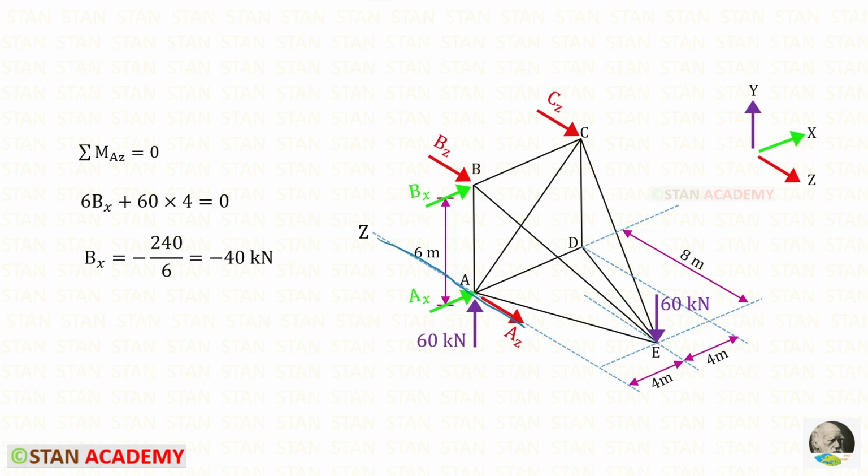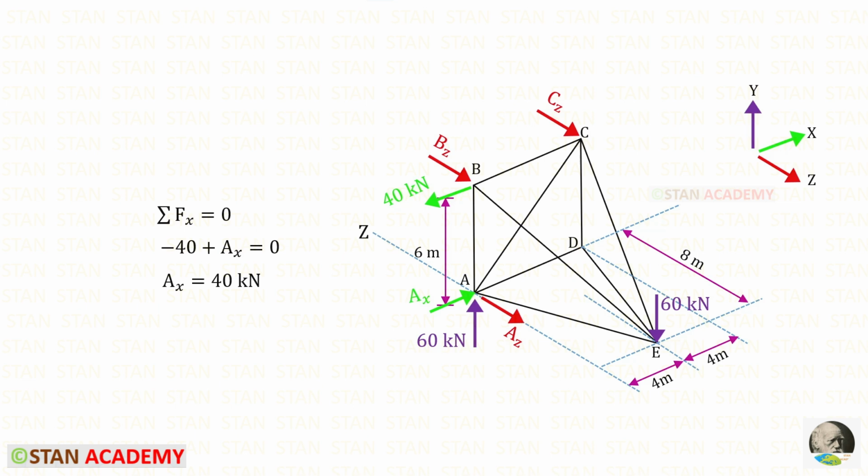About this line, BX is acting in the clockwise direction, so it will be positive and the distance is 6. So 6BX. About this line, this load is acting in the clockwise direction, so it is also positive and the distance is 4. For BX, we will get a negative value. That means the assumed direction is incorrect. This direction we need to change. You can see that I have changed the direction of BX.